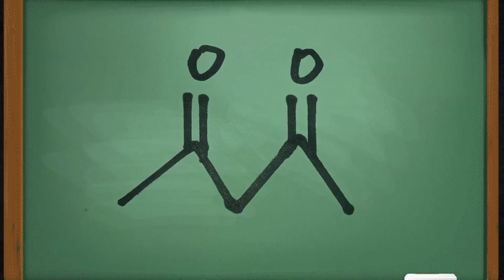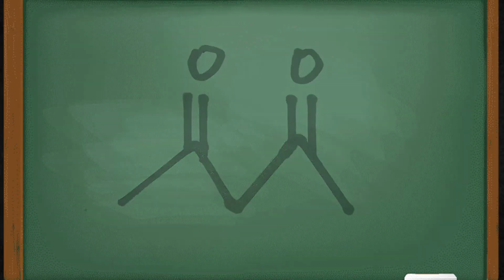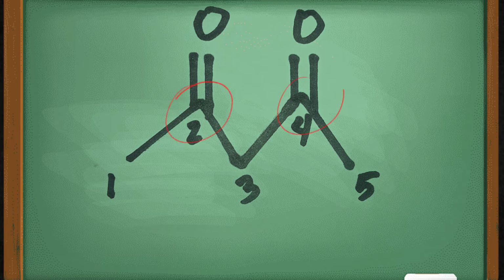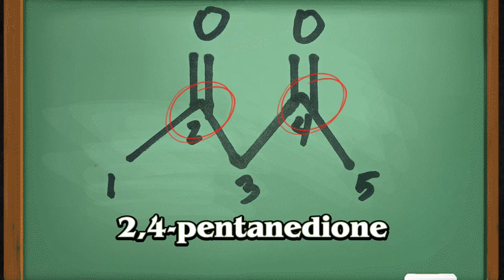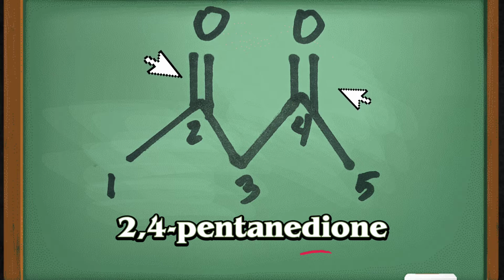If there are 2 carbonyl groups present, we also have to find the parent chain and the location. Therefore, we have 2,4-pentane and add the prefix di because there are 2 carbonyl groups and add the suffix -one.